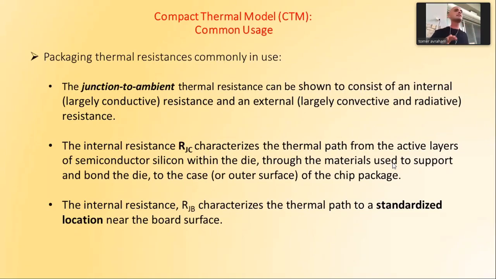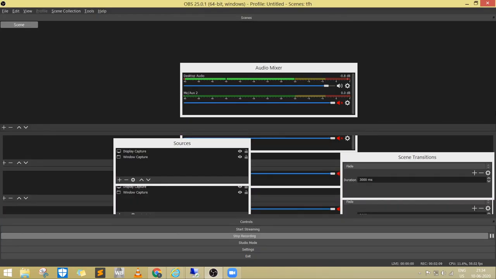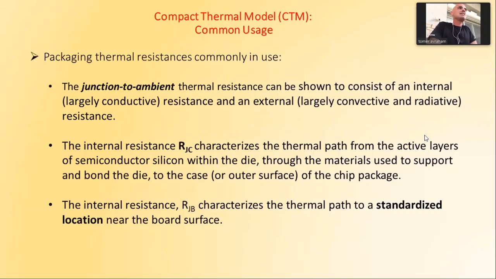Package thermal resistance is commonly in use. Junction to ambient is a characteristic that you get in data sheets. It's called theta JA, or RJA. It means the thermal resistance from the junction, from the silicon of the chip, to the ambient.